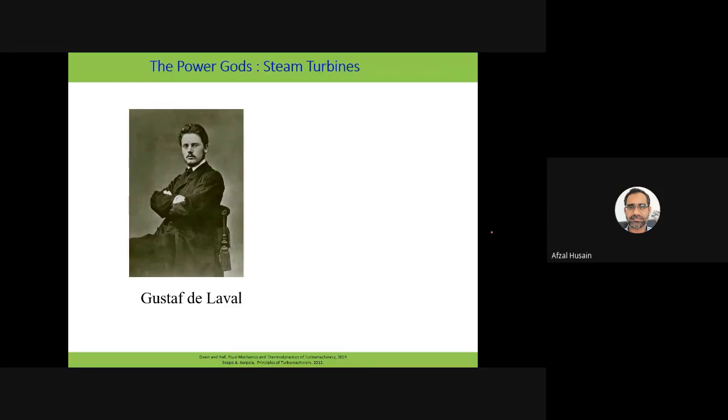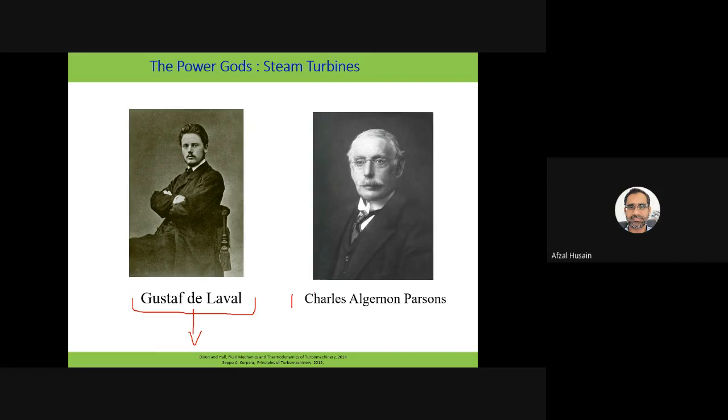Okay, so here we reach the last slides of this introduction part. He's a scientist, Gustav de Laval, and he developed the turbine for producing power, and he was very famous in this field of turbomachinery. And then we have Charles Algernon Parsons. He also developed a turbine, and he is also very famous in this field. So this is related to the steam turbines.